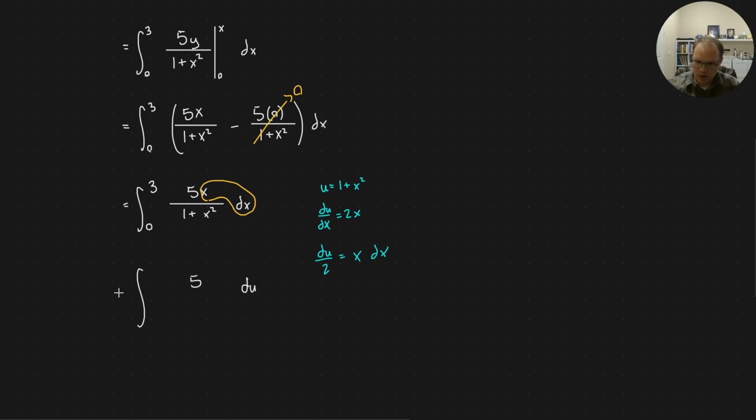I'm going to put the over 2 bit out in front of the integral. So du over 2, and then in the denominator, 1 plus x squared, that's my u. Because I have changed my variable from x to u, my limits of integration also change. When x equals 0, u is going to be 1. When x equals 3, u is going to be 10. So where x went from 0 to 3, u goes from 1 to 10.